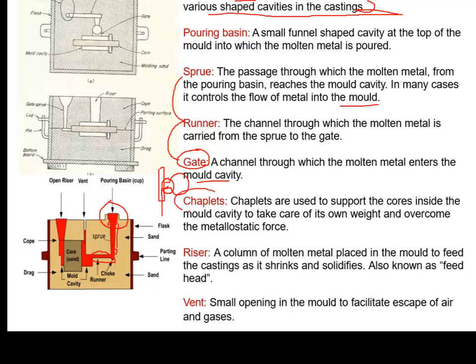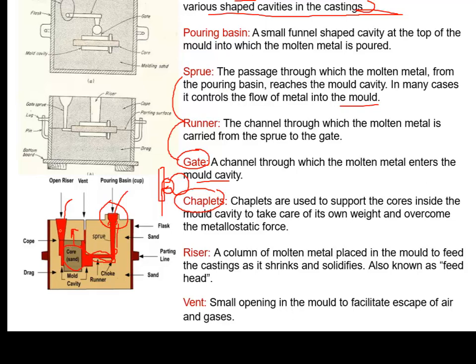The chaplets: what are chaplets? Chaplets are used to support the core. The core is to be placed at the molding cavity, so this core is required to be supported. If we insert the liquid metal from the sprue to the runner to the mold cavity, the core will experience a buoyancy force. The buoyancy force will apply on this core sand, and this core sand will apply a force onto the molding sand. So this molding sand can be destroyed.